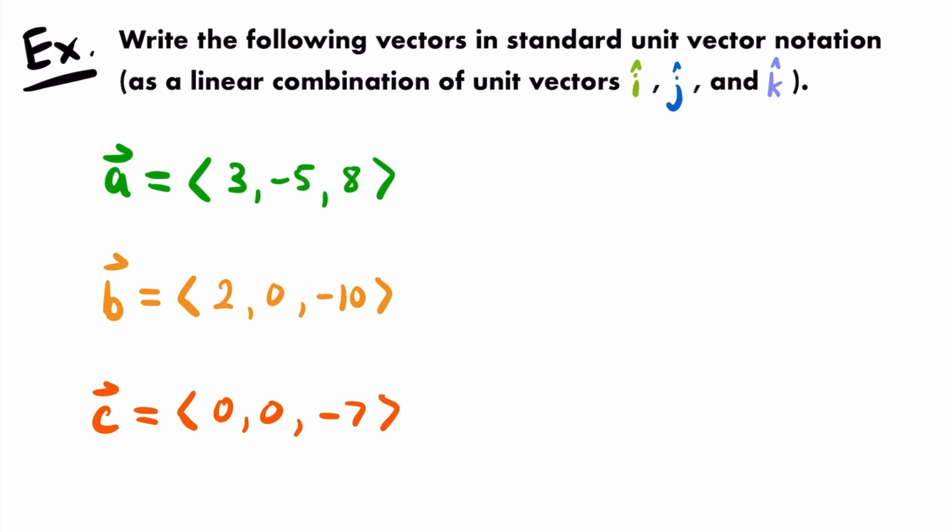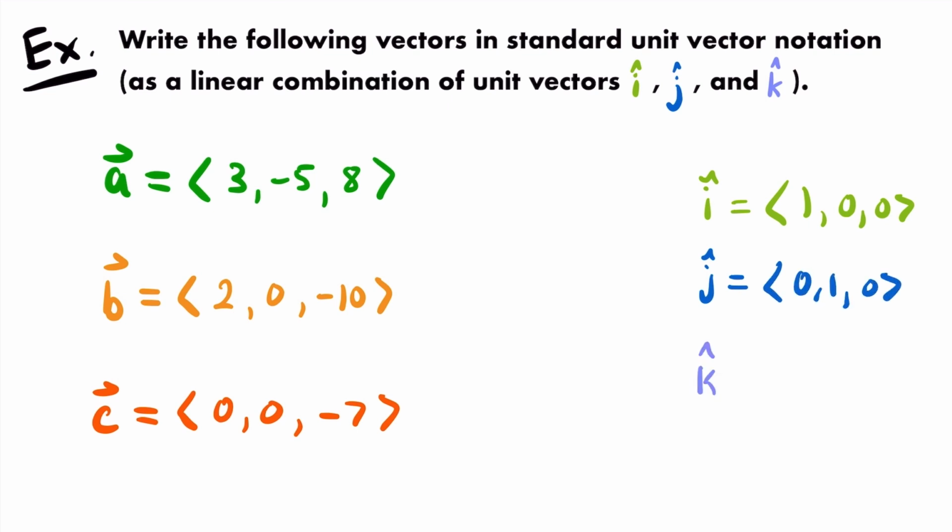All right, now remember, i, j, and k are the standard unit vectors for the x, y, and z directions. Vector i is equal to the position vector of the point 1, 0, 0. Vector j is equal to the position vector of the point 0, 1, 0. And vector k is the position vector of the point 0, 0, 1. And so vector i represents the x direction, vector j represents the y direction, and vector k represents the z direction.